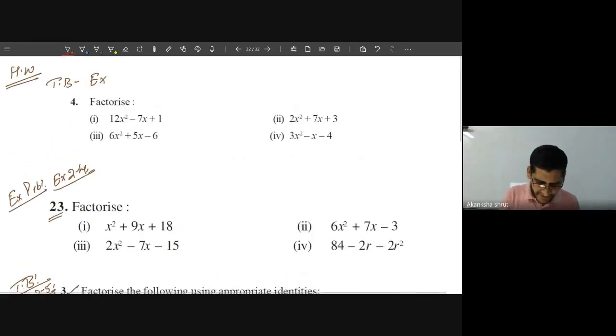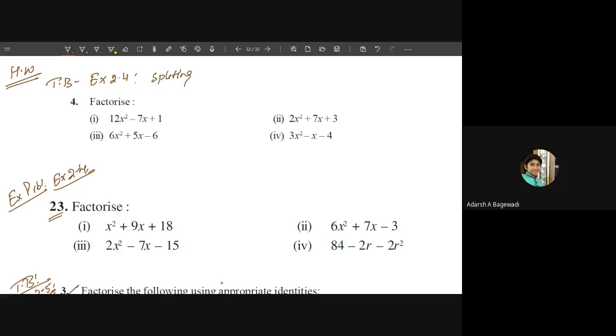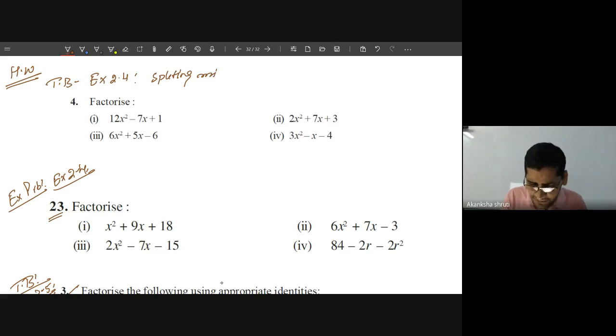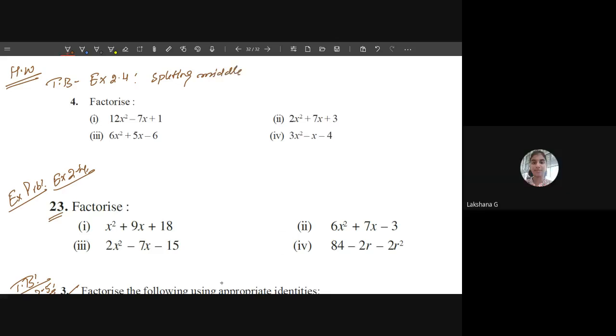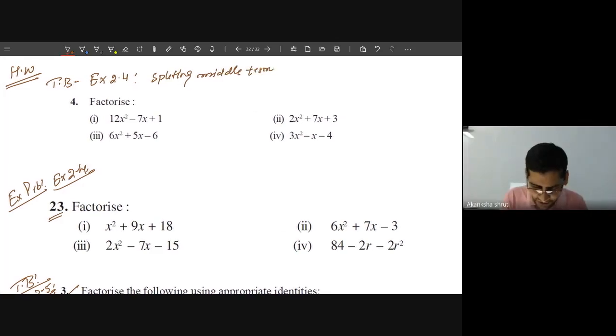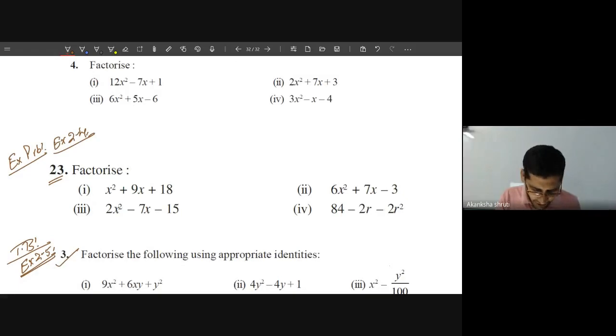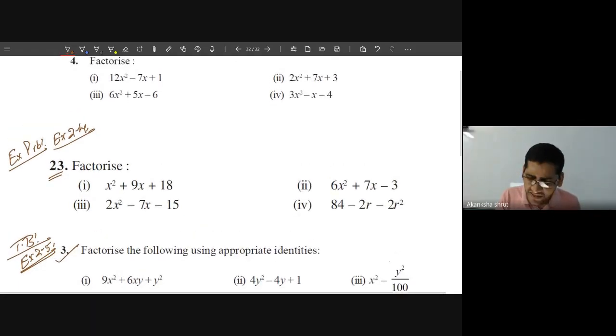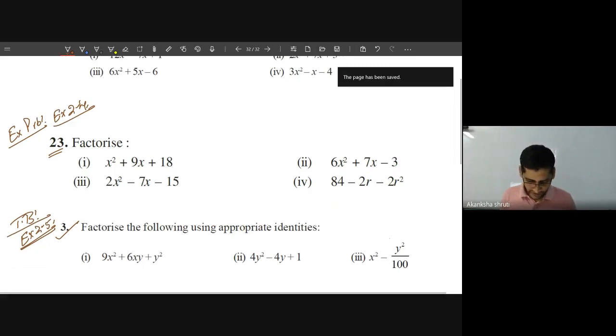This was our textbook 2.4. This was splitting the middle term. Everyone has done splitting the middle term? Yes, sir. Those students who have not done it, please do. Even the identity based questions can also be solved by splitting the middle term, that I have also explained.